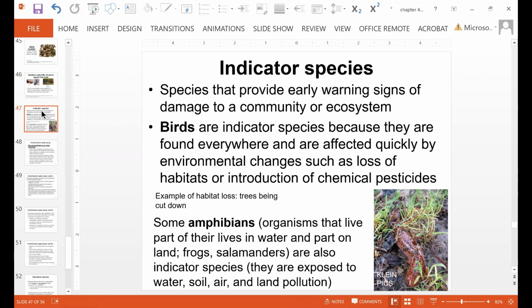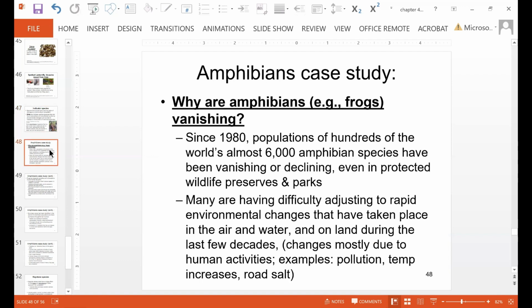Some amphibians are also indicator species, and this is because they live part of their lives in water and part on land. For example, frogs and salamanders. So they are exposed to water pollution, soil pollution, air pollution, and land pollution. We're going to look more closely at amphibians.